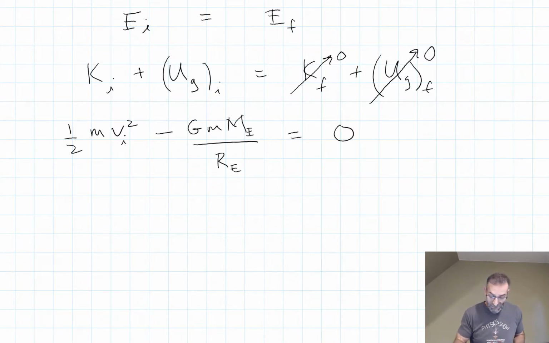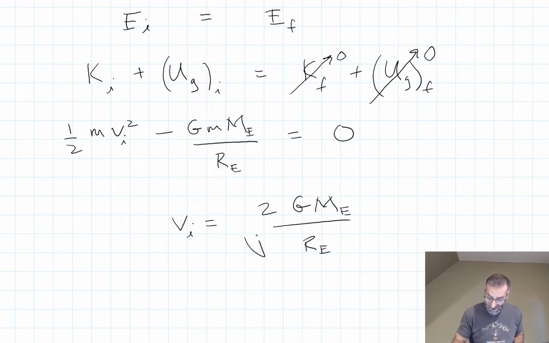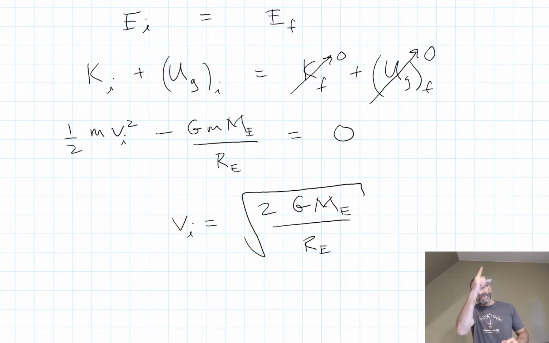Now we can solve for v initial. We get the square root of 2GM_E over the radius of the Earth. And that's our escape speed. That's the velocity we would have to launch a projectile with for it to never return to the surface of the Earth.